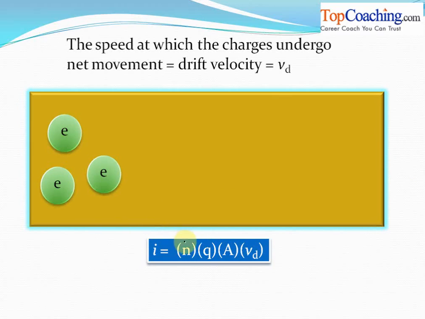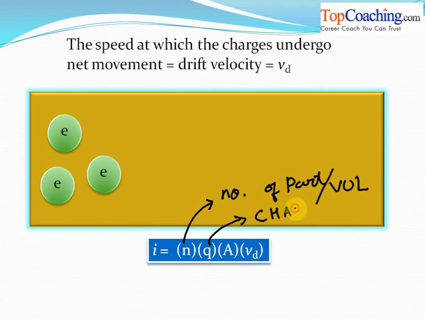In this expression, n represents the net number of charge particles per unit volume. So you can say that this is the number of charge particles per unit volume. q represents the charge on each charge particle, so it's the charge per particle. Understood? So nq represents the net charge present per unit volume in the conductor, isn't it?